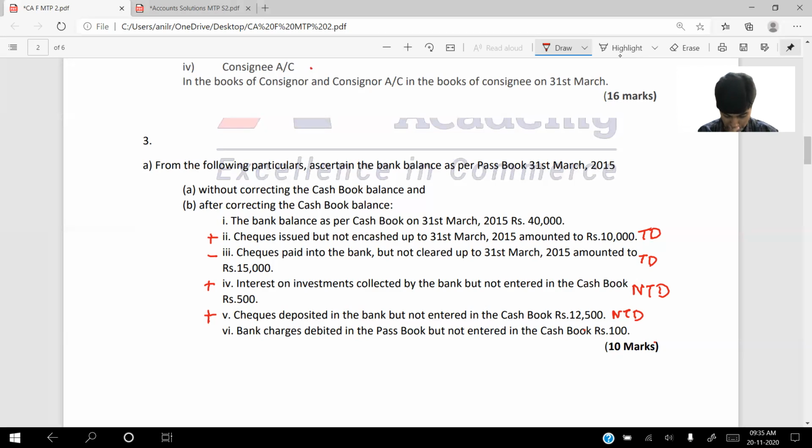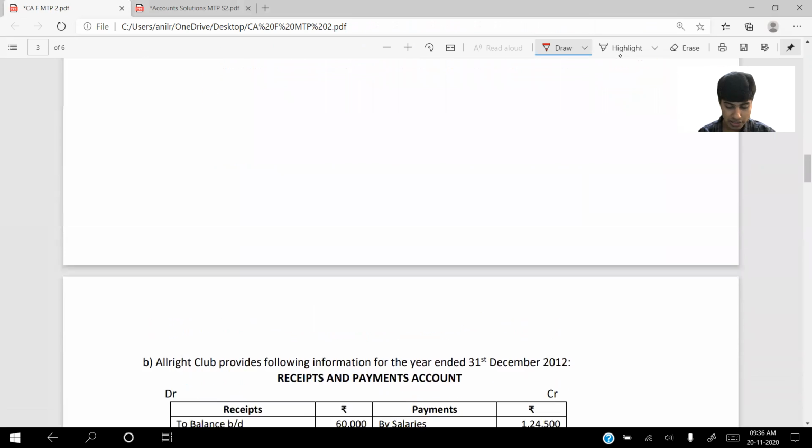Perfect. Next, bank charges debited in the passbook but not entered in the cash book. When you debited bank charges in the passbook, the balance has come down. It is not entered in the cash book, so the cash book balance has not been affected. What do we do in the cash book? We would have to reduce it. How? Subtracting. Minus. And this is again an error of omission, non-timing difference. Are those the errors? Yes, that's it.